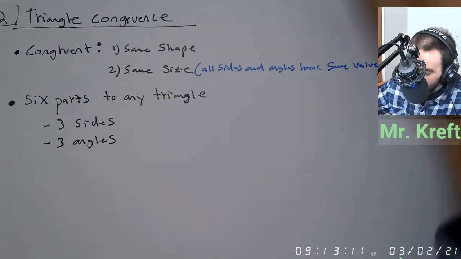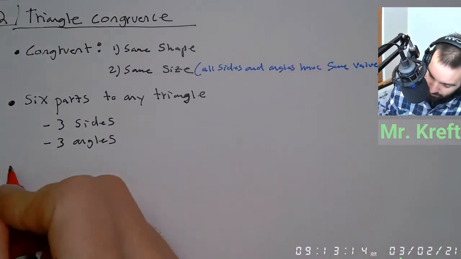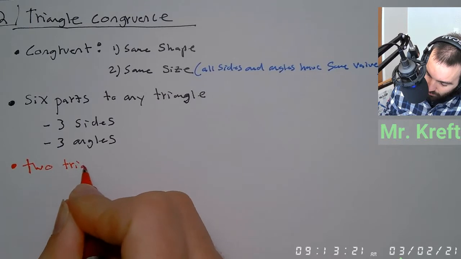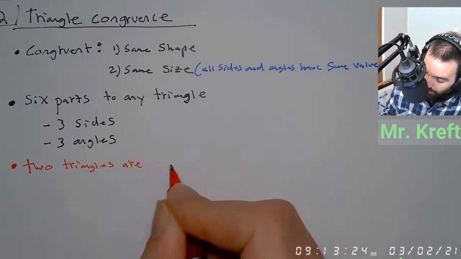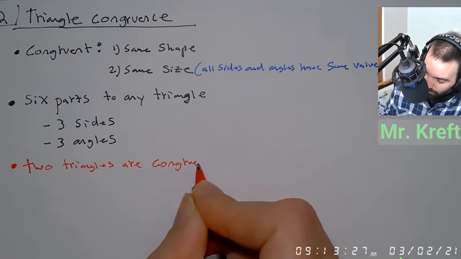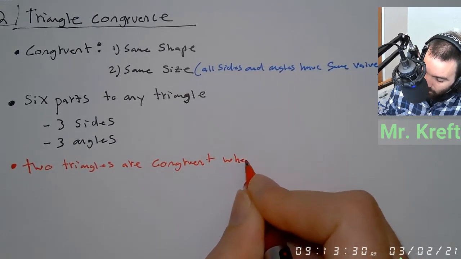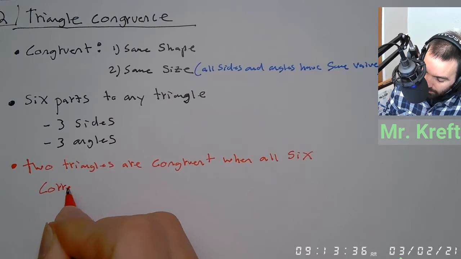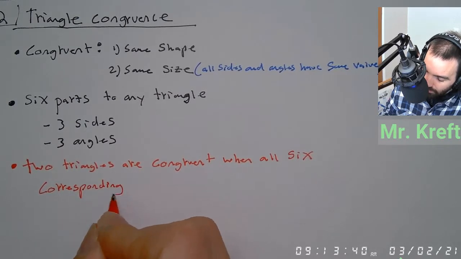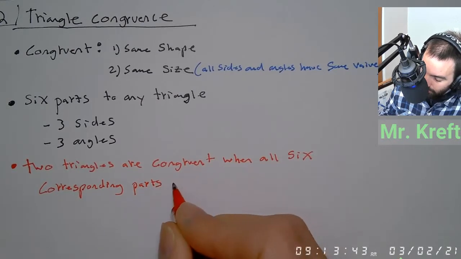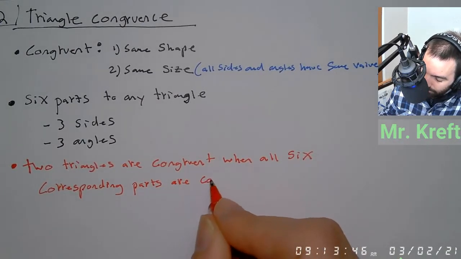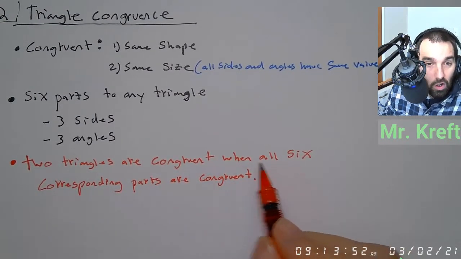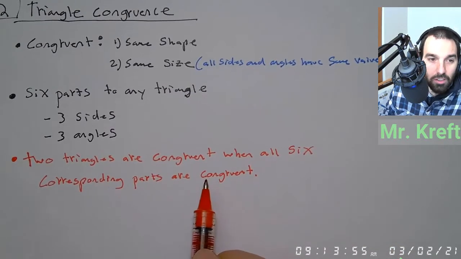And then this next part I'm going to put in red. So 2 triangles are congruent when all 6 corresponding parts are congruent. Okay, so 2 triangles are congruent only when all 6 corresponding parts are congruent.